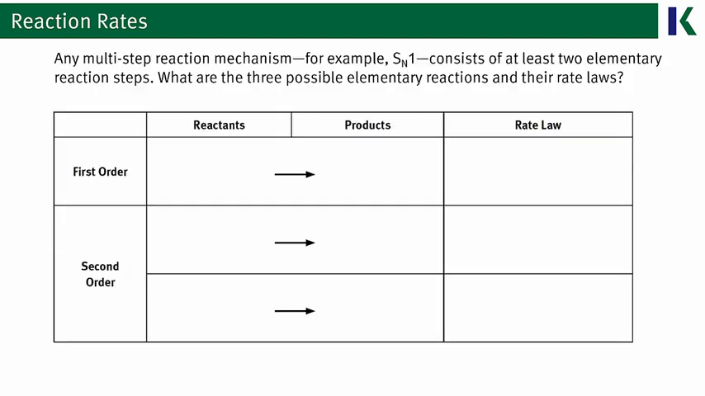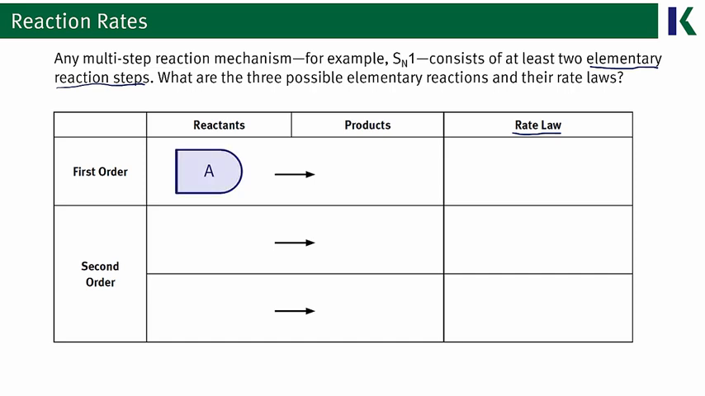Our first prompt question asks us to examine the different kinds of elementary reaction steps that are possible. You can see here that there are only 3 rows in this table, and that's good news. What that tells you is that when it comes to a multi-step reaction, there's actually only 3 kinds of individual reaction steps. The first possibility is what's called a first-order elementary reaction.